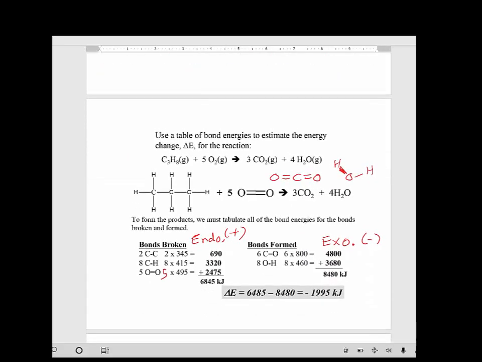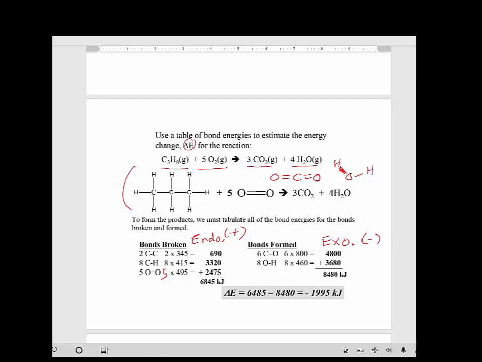Here's a problem like you'll have to do on your first examination. Use a table of bond energies to estimate the energy change delta E for this reaction. C3H8 in the gas phase plus 5 O2 in the gas phase goes to the products 3 CO2 and 4 water molecules, also in the gas phase. So to compute the change in energy for this reaction, we're going to use bond energies. So we have to understand the structures of each reactant and product.